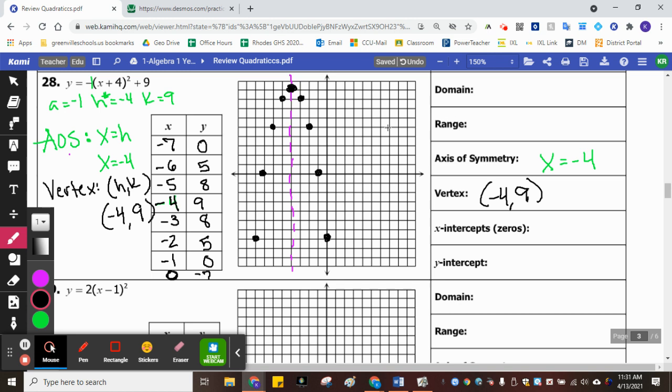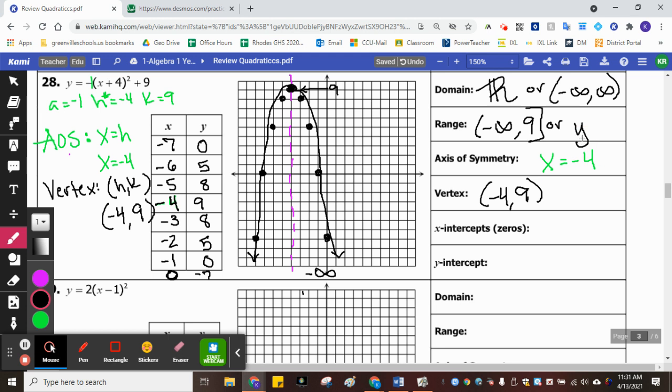Domain for all quadratics is all real numbers, or written -infinity to +infinity. Range is your y values. Start at the bottom and work your way up. Starting at the bottom, this graph is going down forever, -infinity. And then working my way up, the last y value is right here at 9. So -infinity to 9. Or if you like inequalities, your y's just have to be less than or equal to 9.